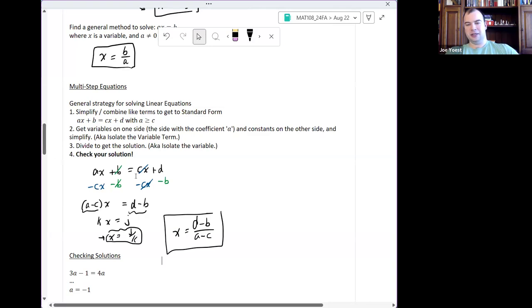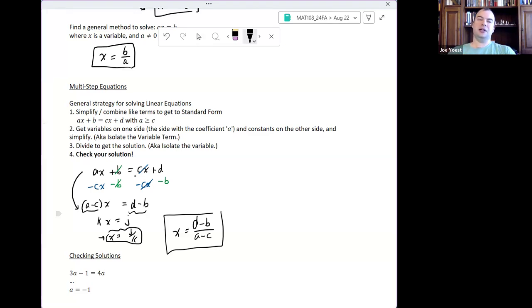But I first isolated the variable term by subtracting to get all the variables on one side and subtracting again to get all of the constants on the other side. And then I isolated the variable itself by dividing by the coefficient. Those were really my two equation solving steps. Or if you wanted to break it into three, you could get the variables on one side first, simplify, then get the constants on the other side, simplify, then divide. You could do it in three equation solving steps. There's nothing the matter with that.